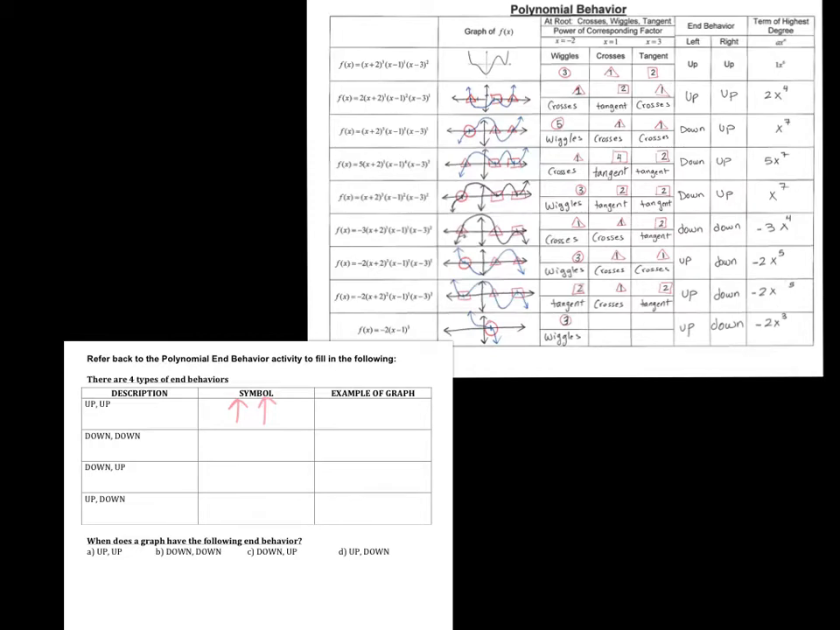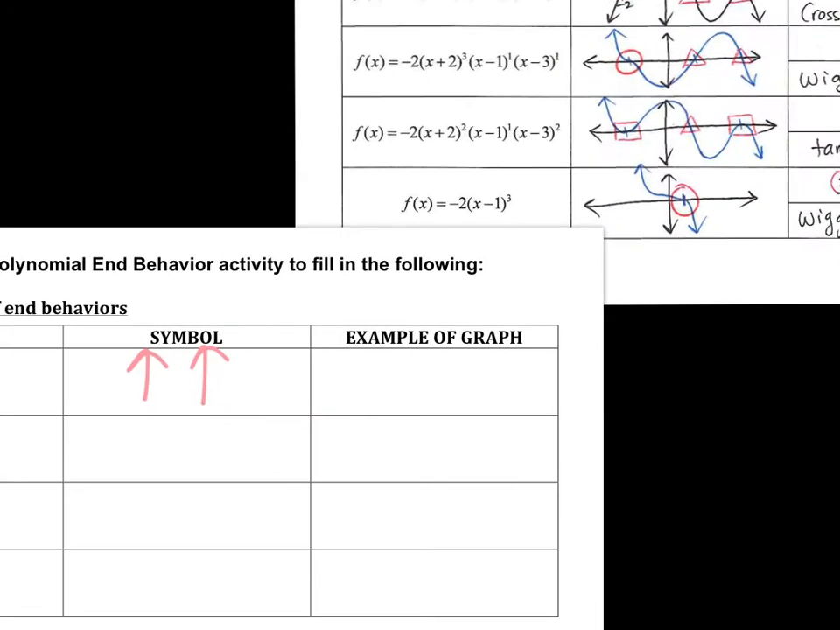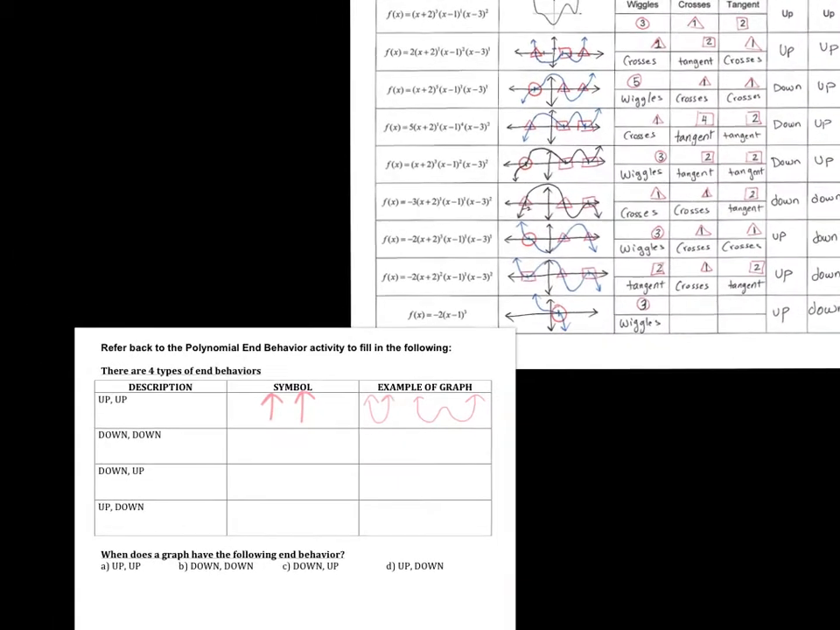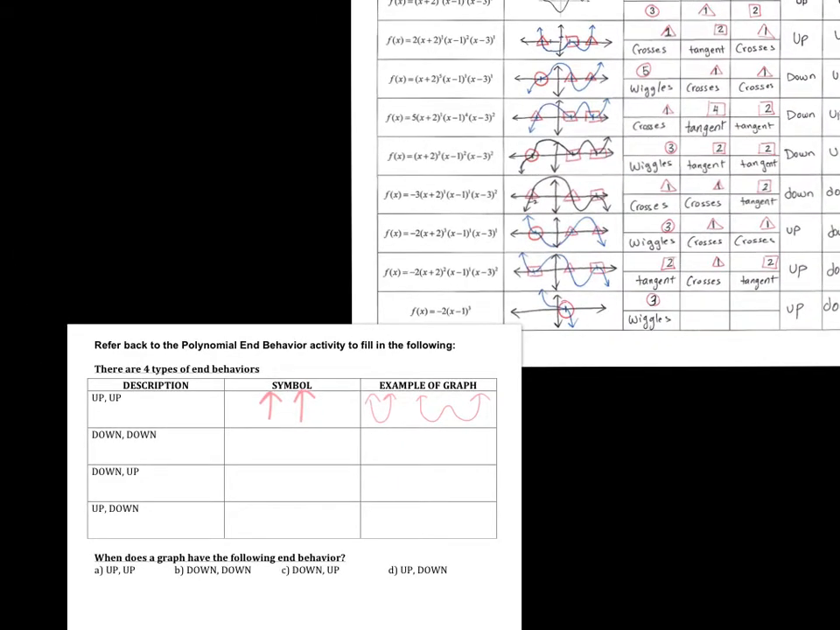So the quadratic equation could be one. A W shape, let me fix that. A W shape, like a graph looking like a W, could be an up-up function. And in this case, if you look closer at the end behavior, if you look at the left of the graph, it's going up.